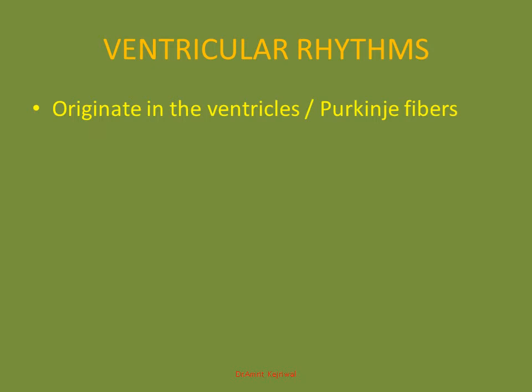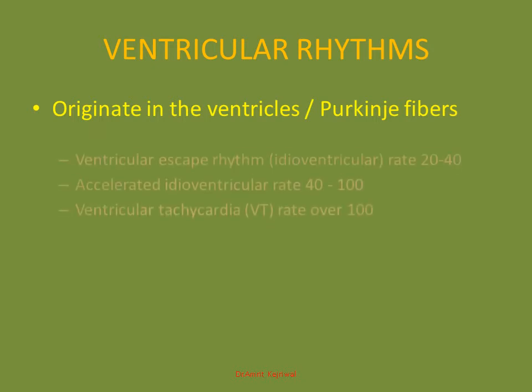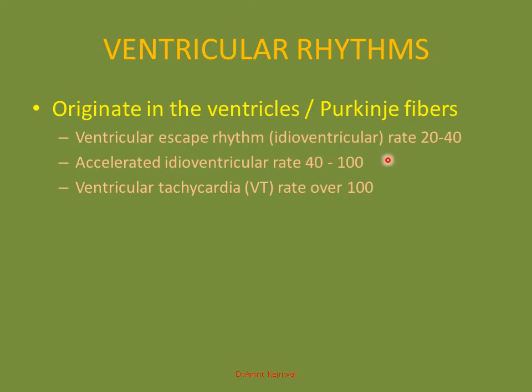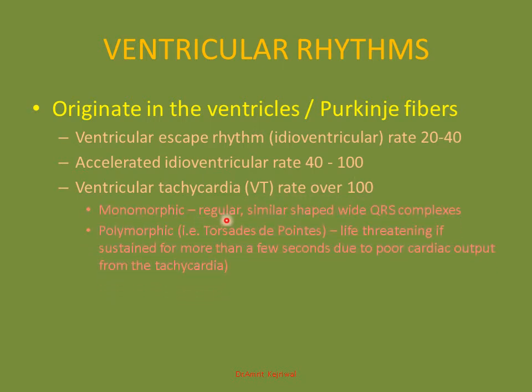Ventricular rhythms originate in the ventricles or Purkinje fibers. There can be ventricular escape rhythm, idioventricular rate of 20 to 40, accelerated idioventricular rate of 40 to 100, and ventricular tachycardia rate over 100. Again, ventricular tachycardia can be monomorphic, regular, similar shaped wide QRS complex, or it can be polymorphic, Torsades de pointes. It is life threatening if sustained for more than a few seconds due to poor cardiac output from the tachycardia. You also get ventricular fibrillation, in which the waves are fine and coarse, and you get premature ventricular complexes.